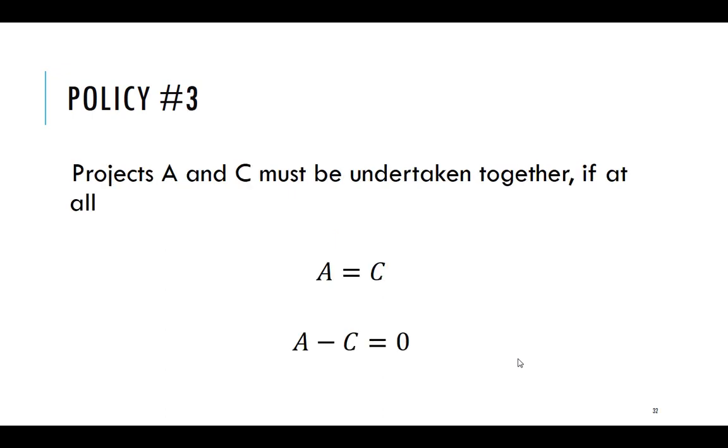The third policy says projects A and C must be undertaken together, if at all. So the easiest way to write this is A is equal to C. So if A is 1, C must be 1. If A is 0, C must be 0. If C is 1, A must be 1. If C is 0, A must be 0. And then I go ahead and make that into standard form, where I move all of the variables to the left-hand side of the inequality symbol. In this case, it's an equality symbol, strict equality, leaving 0 on the right-hand side. So we have A minus C is less than or equal to 0.